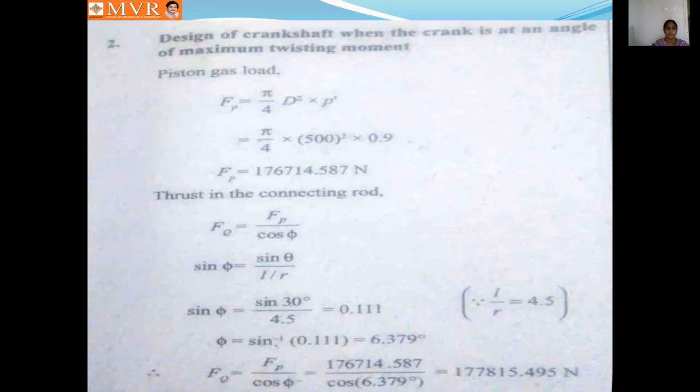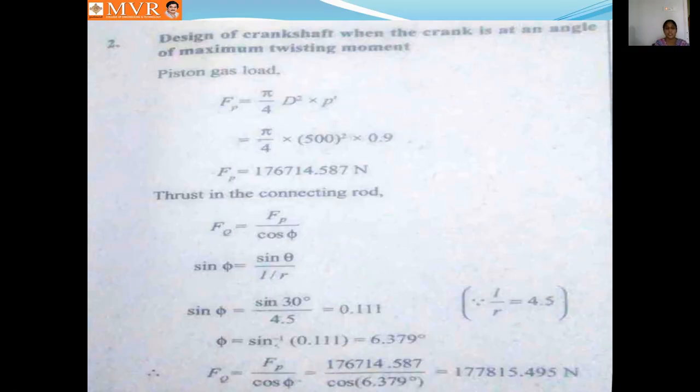Like that, you will write that thrust in the connecting rod is nothing but FQ is equal to FP by cos phi. Then sin phi is equal to sin theta by L by R. Substitute all the values, you will get the phi value. Phi is equal to 6.379 degrees.